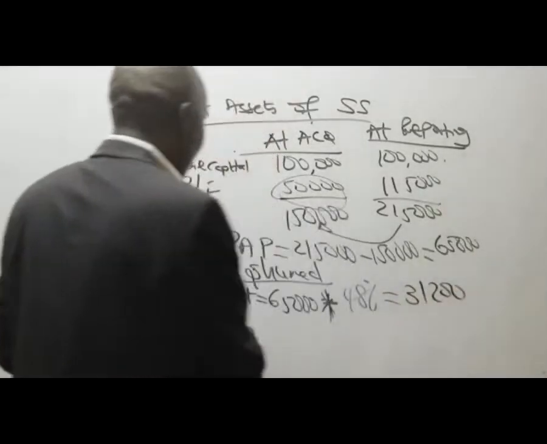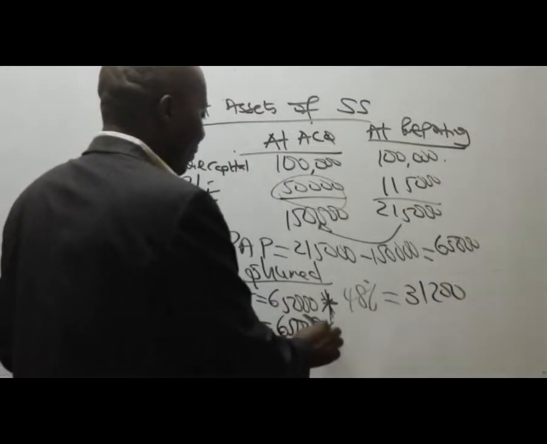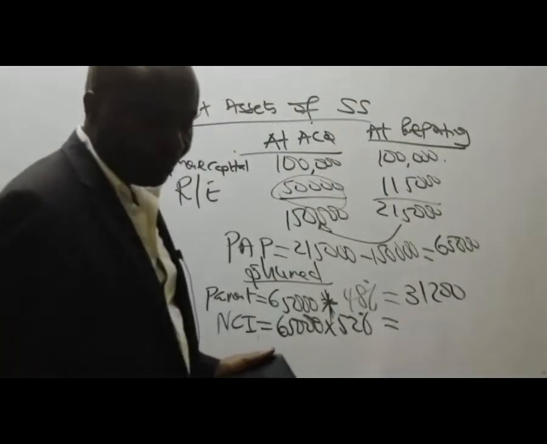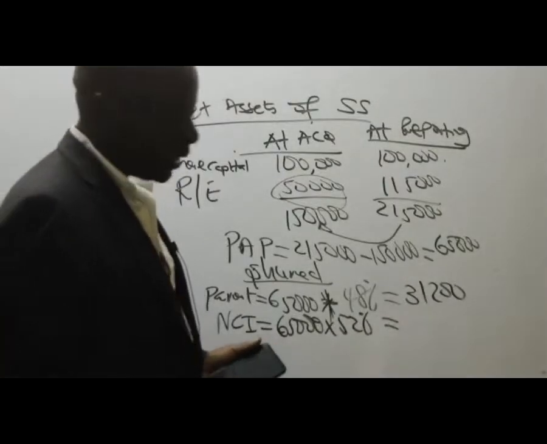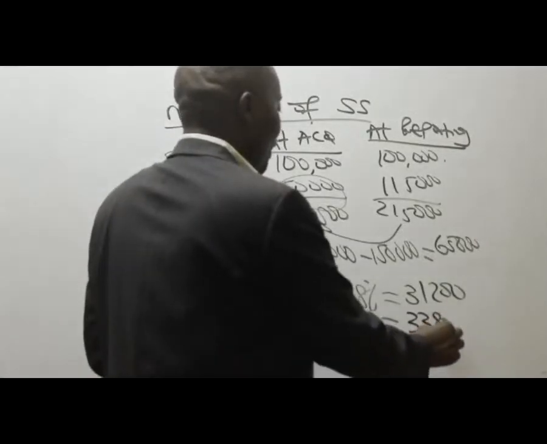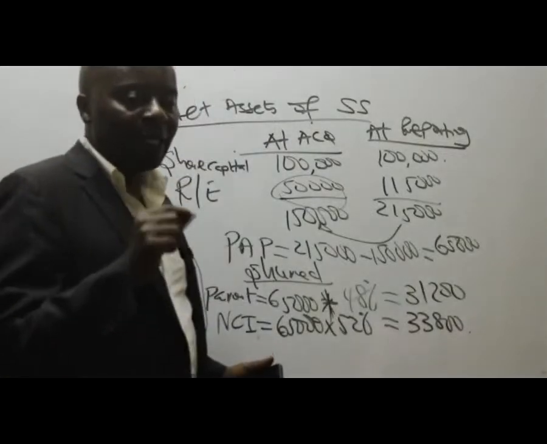31,200. And then we have NCI. NCI will be 65,000 times 52%, which will give us what figure, somebody? 33,800. Yes, that could be true, 33,800. Thank you very much.